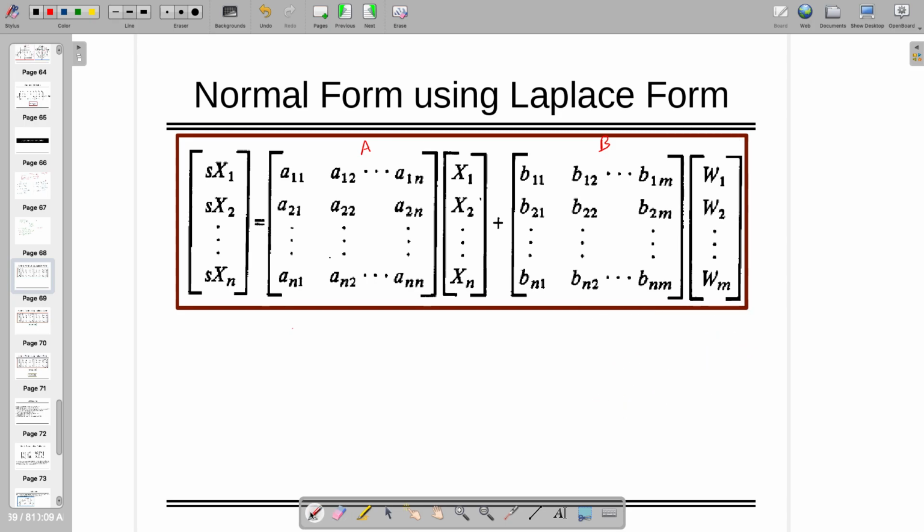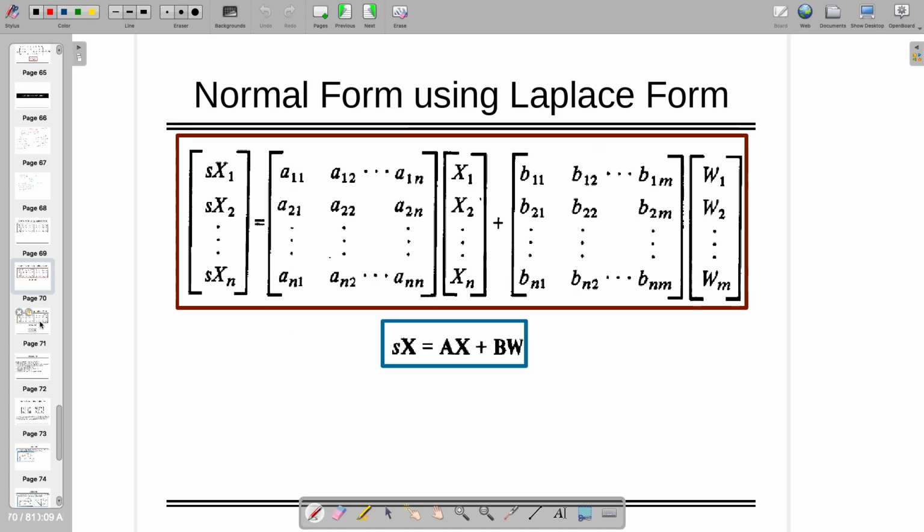So it's equal to Sx equal to Ax plus Bw. This is similar to what people are following in control theory, or all the theories which you are going to study, right? Have you studied state variable graphs? Right.